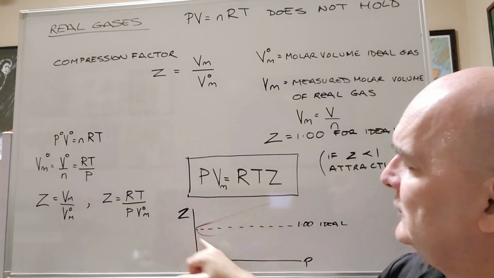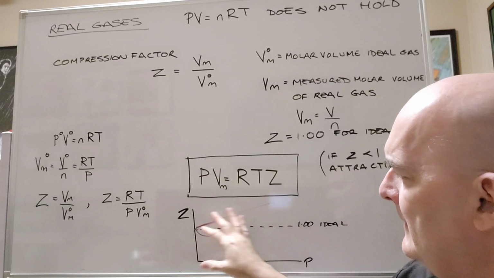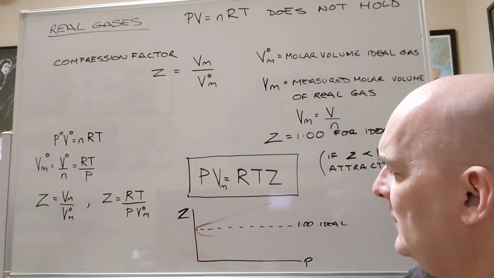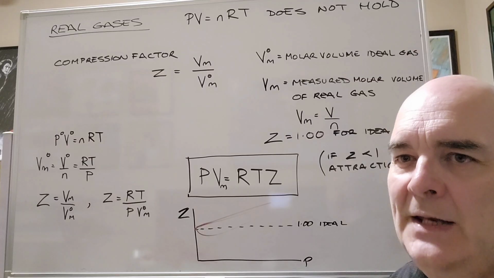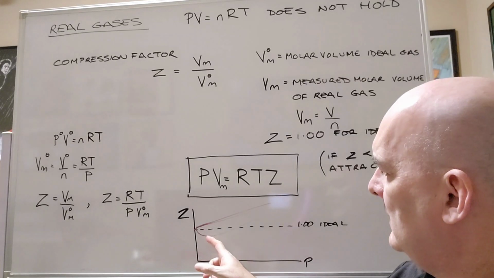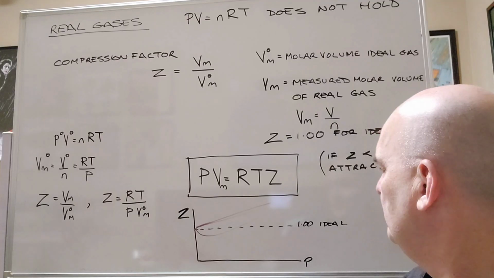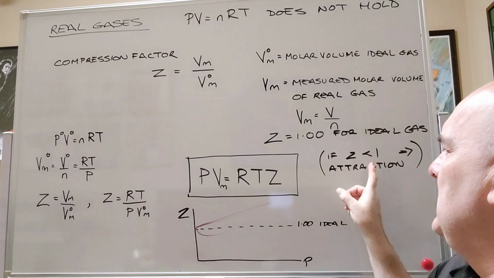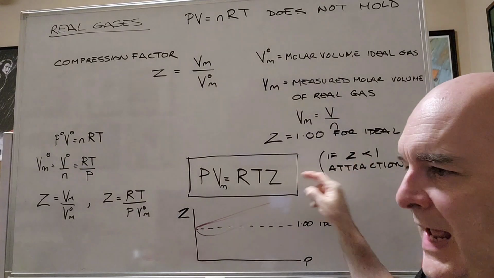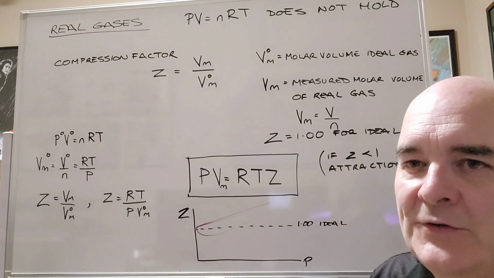We'll show you some graphs, and they have all sorts of different skews to the isotherm, but they usually approach ideality at the low pressures, and then they go all over the place at high pressures. One last thing. If Z is a number that is less than 1, that's most likely due to intermolecular attraction.